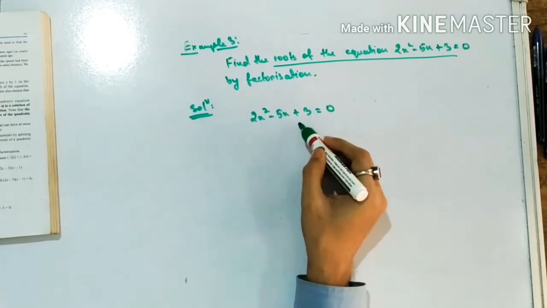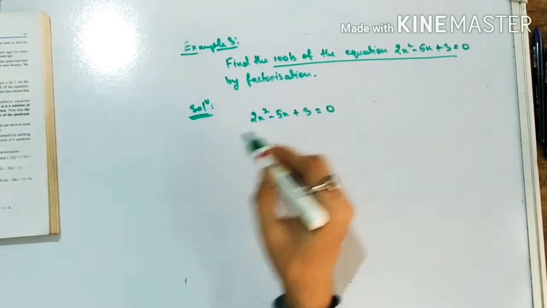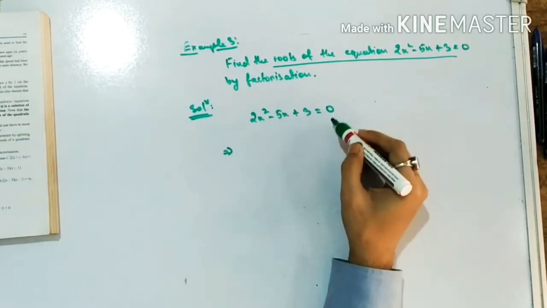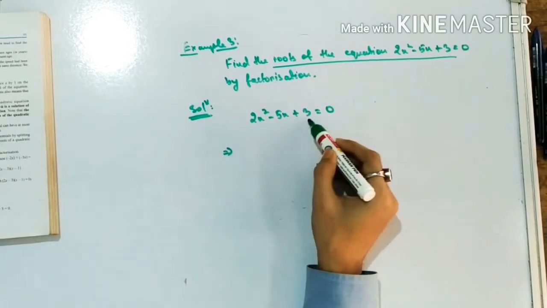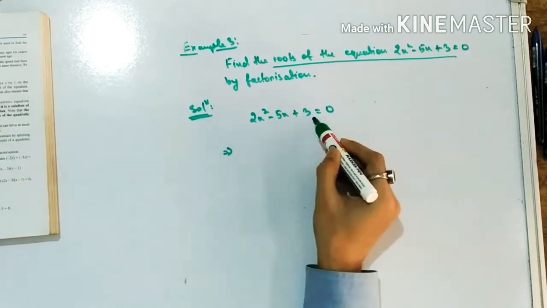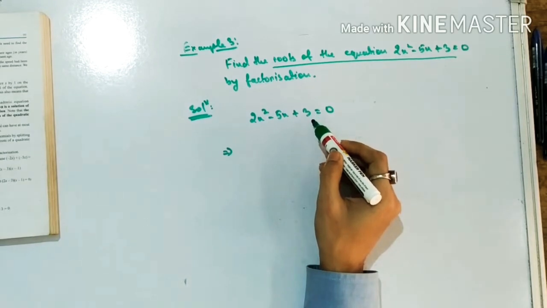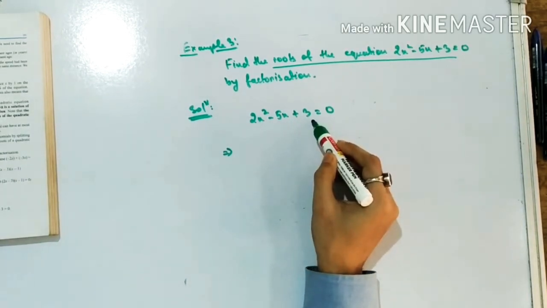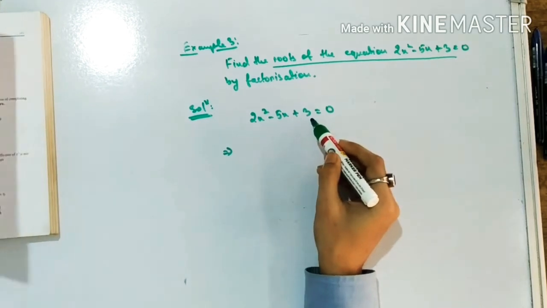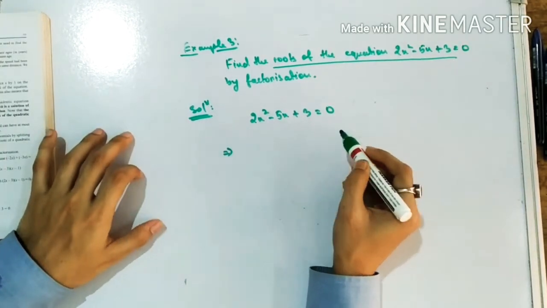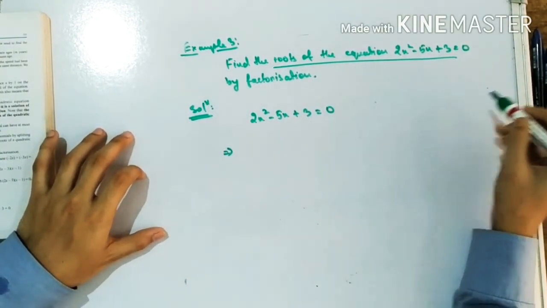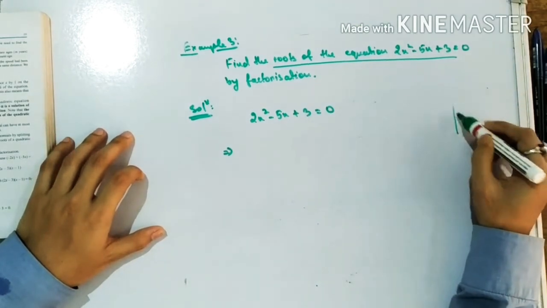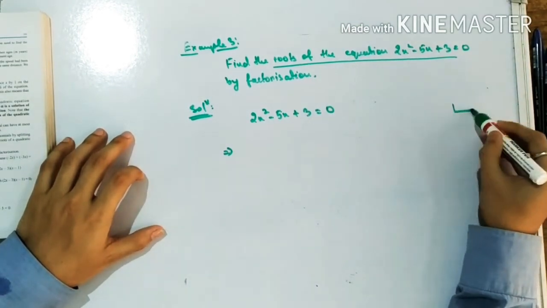Roots of the equation means I have to find the value of x here. So what I will do by factorization means this left hand side expression I will have to factorize. And how will I do it? I will factorize this expression by splitting the middle term. Splitting the middle term we have already learned in class 8.